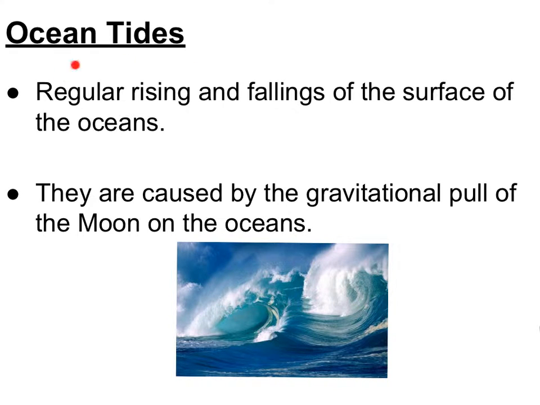Our first word is ocean tides. So that's your first vocabulary word. The definition is the regular rising and falling of the surface of the oceans. These are caused by the gravitational pull of the moon on our oceans. Here's a picture below of our ocean tides.